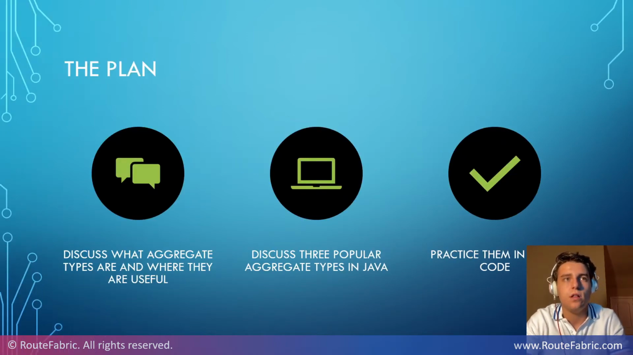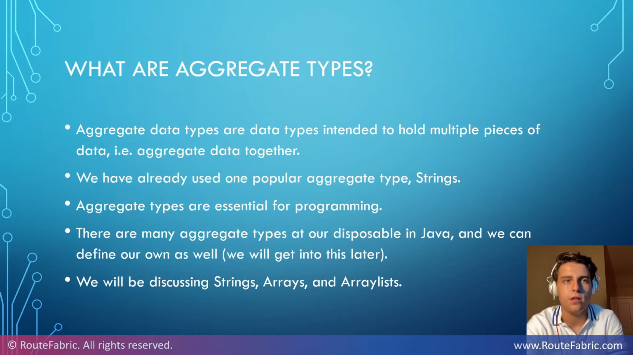Java. Alright, so the plan is first we're going to discuss what aggregate types are and where they are useful, and then we're going to talk about three popular aggregate types in Java, and then we're going to practice them in some code. Alright, so first, what are aggregate types?